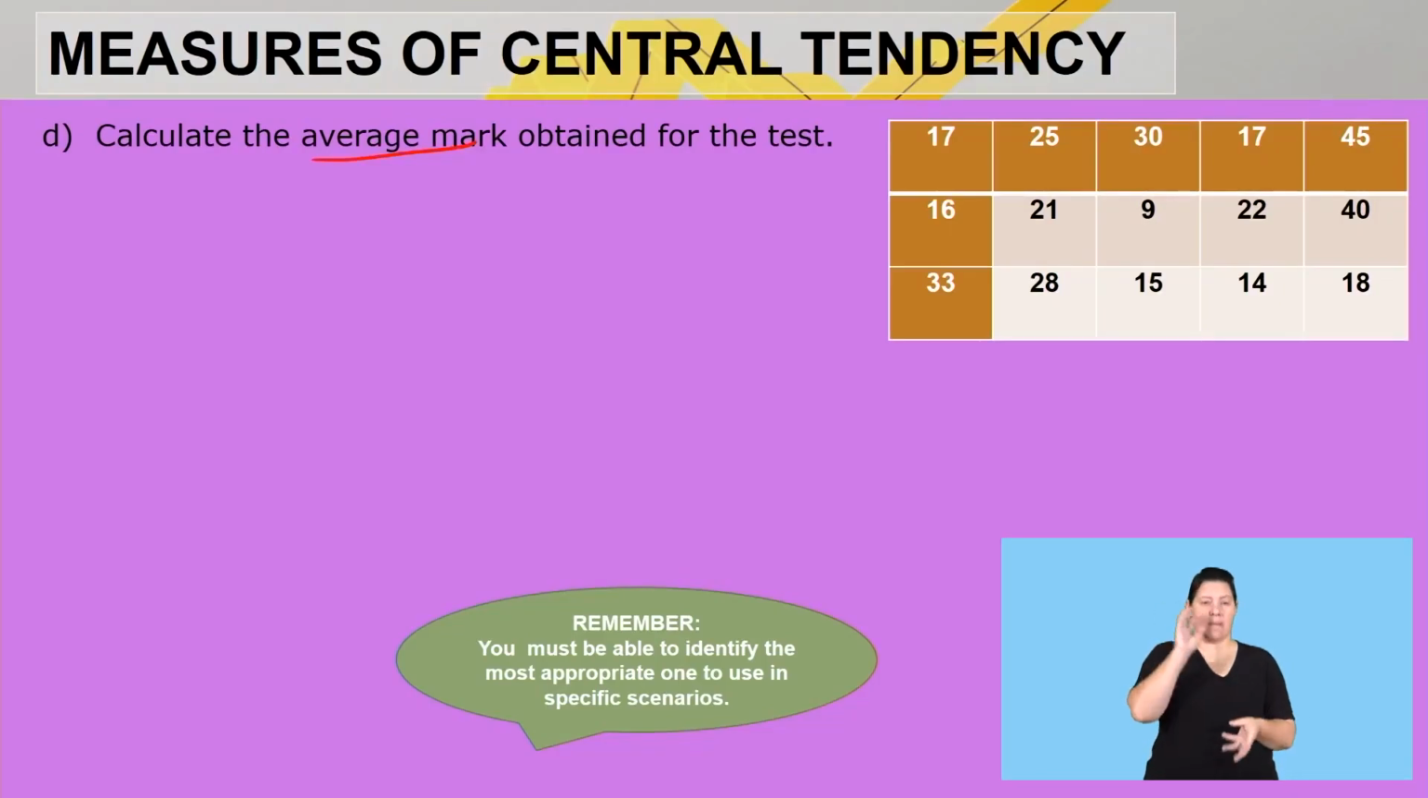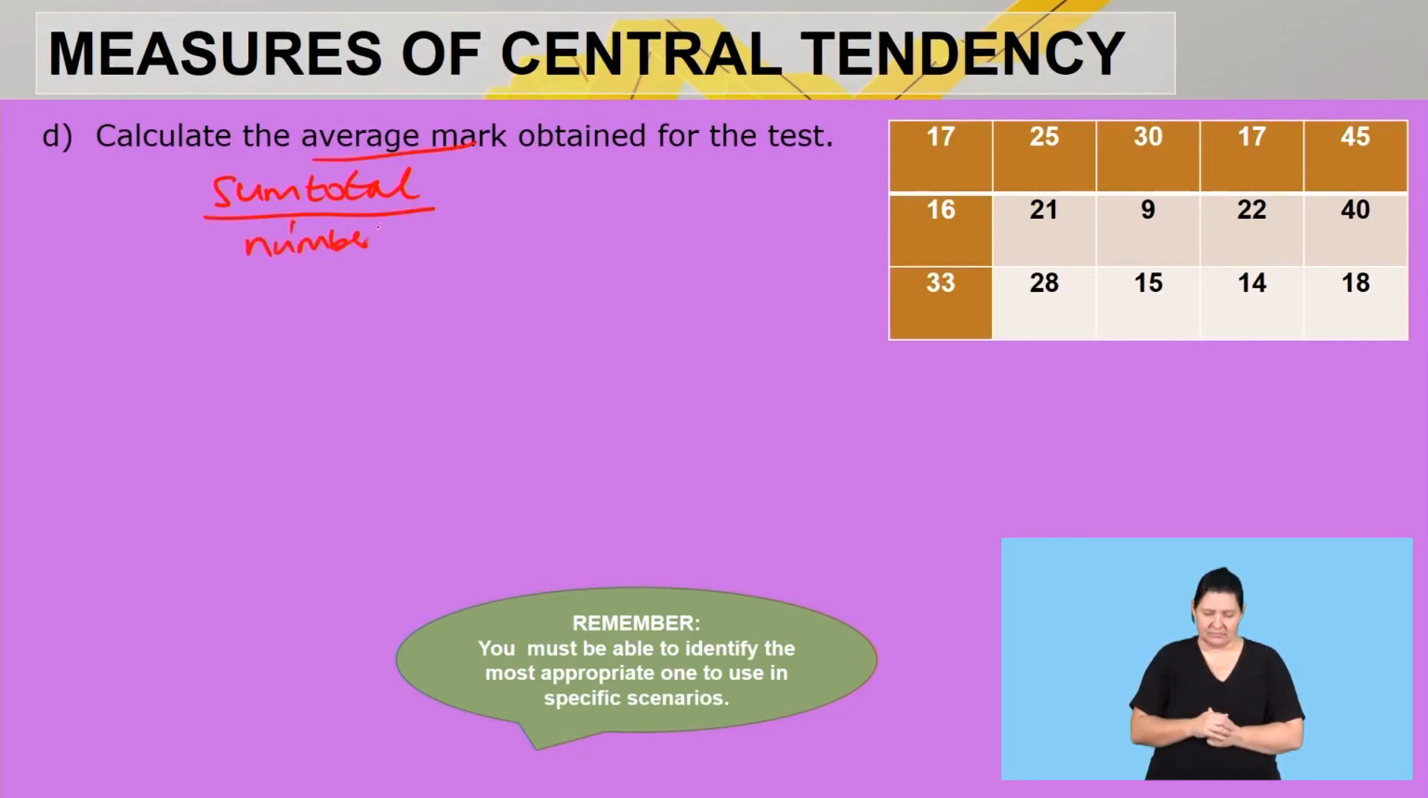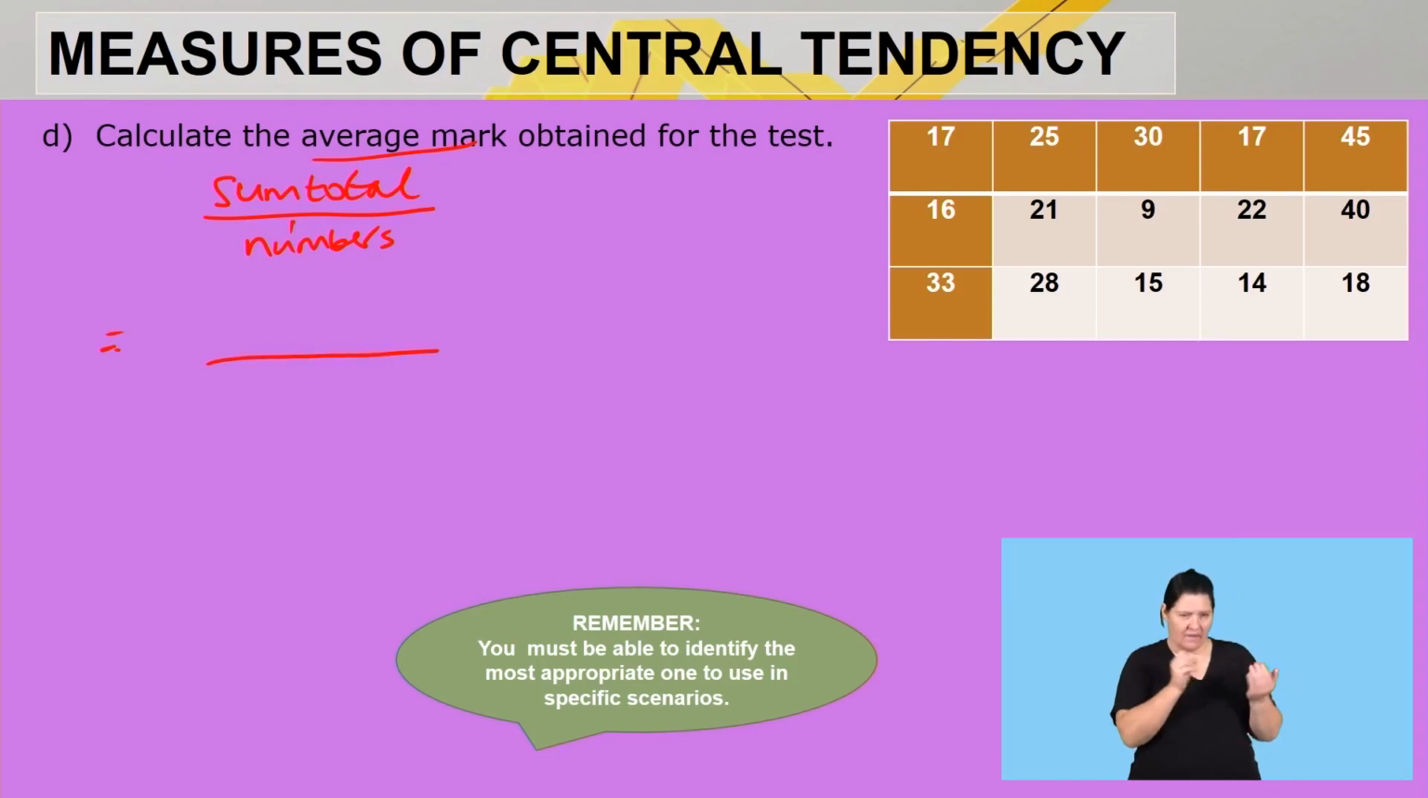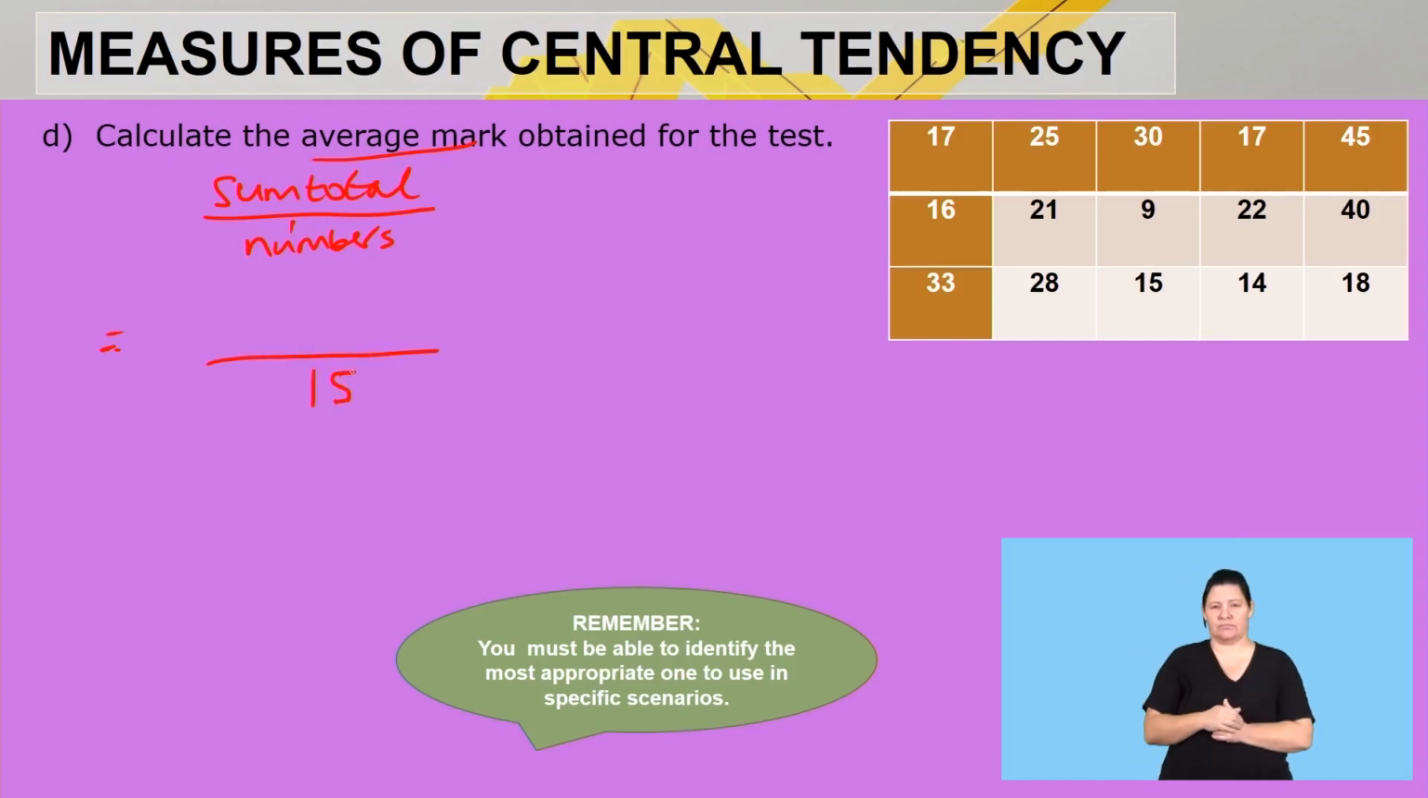So basically, I must get the sum total of the data set divided by the number of data I have here. So in this case, first of all, I can say, okay, I know already how many numbers I have in this set. It's 15. So I'm going to indicate that. How do I get the sum total? I add all of these numbers, right?